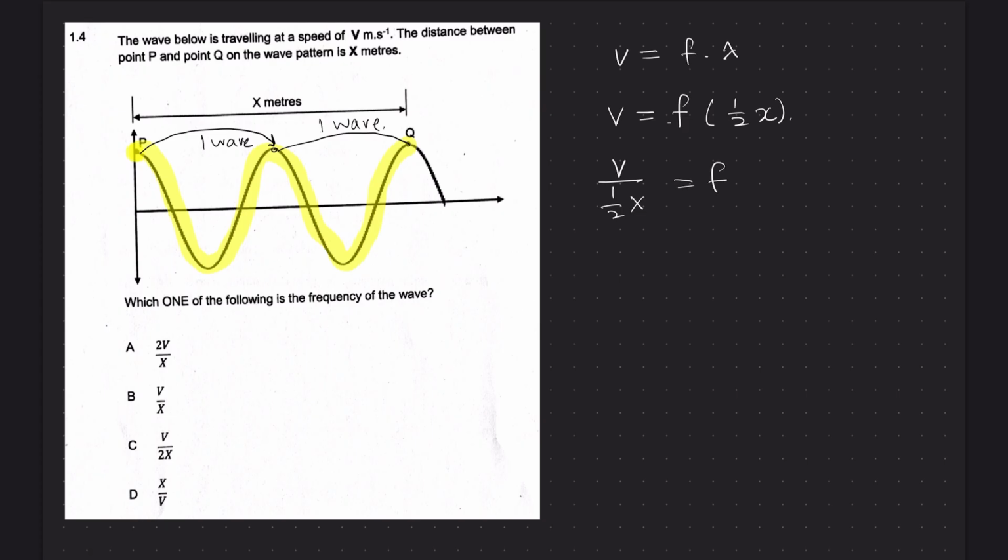Now, we need to check which one is the option here. So B will be out. C looks similar, but there's a 2 in the denominator. We have half in the denominator, so C is out. D is out. That means we're left with A. But how is that the case? If you're dividing by a fraction, in this case, dividing by half is the same as multiplying by 2. So this is the same as saying 2 times v over x, which is 2v over x. So the answer to that question is A.